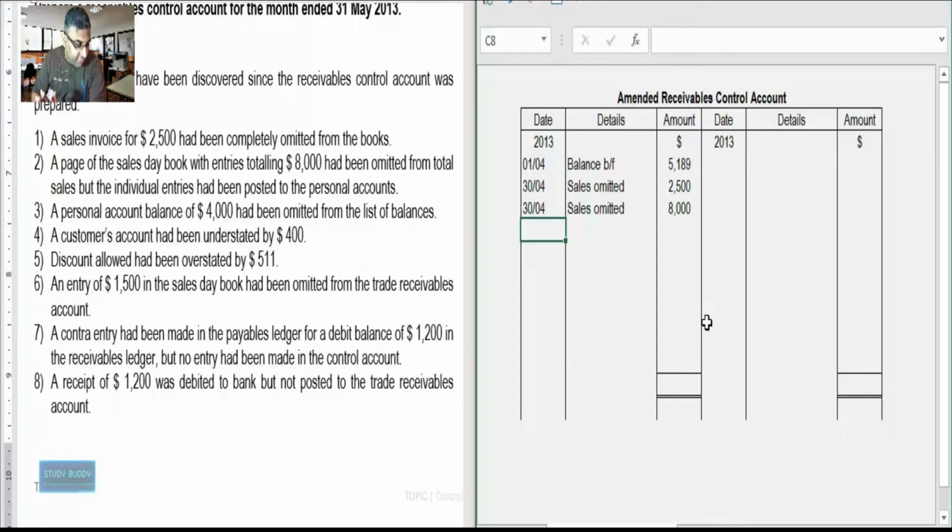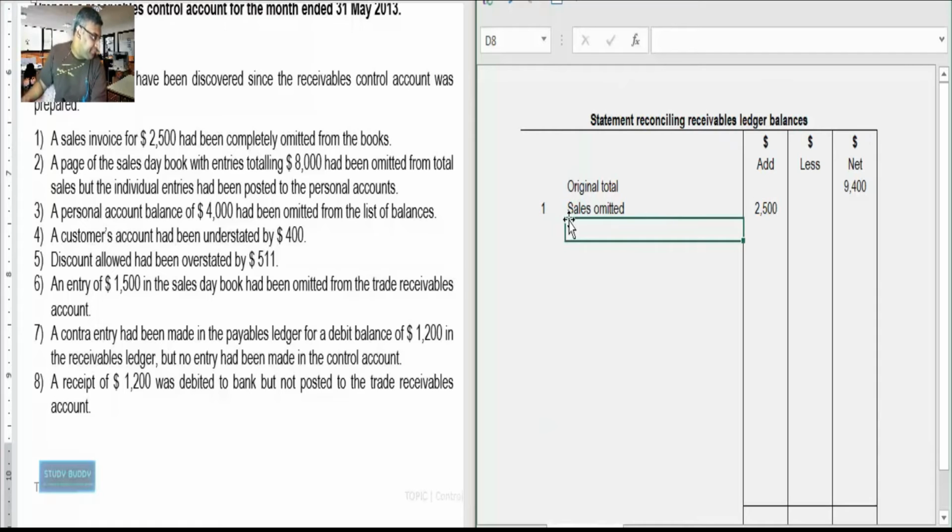Error number 3. A personal account balance of $4,000 had been omitted from the list of balances. It's only a personal account balance that has been omitted. Nothing to do with our general ledger. It only concerns our sales ledger. So the correction will be made only in the statement of reconciliation. This is error number 3. We have omitted this balance, we forgot to add this balance, so now we need to add it back. So it's a balance understated.